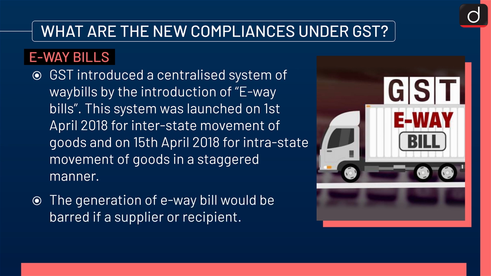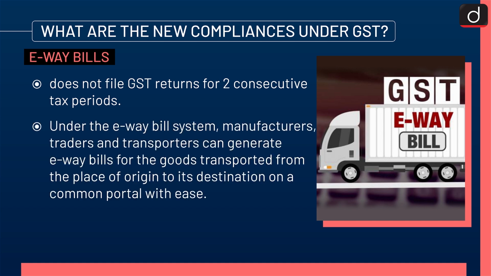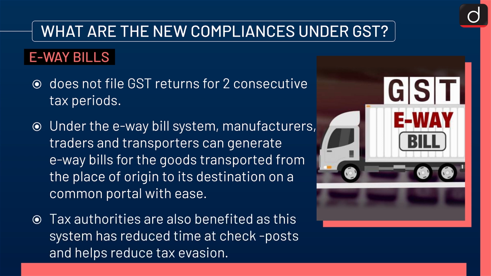The generation of an e-way bill could be barred if a supplier or recipient does not file GST returns for two consecutive tax periods. Under the e-way bill system, manufacturers, traders, and transporters can generate e-way bills for the goods transported from the place of origin to its destination on a common portal with ease. Tax authorities also benefit as this system has reduced time at check posts and helps reduce tax evasion.